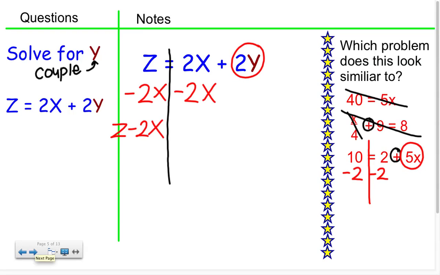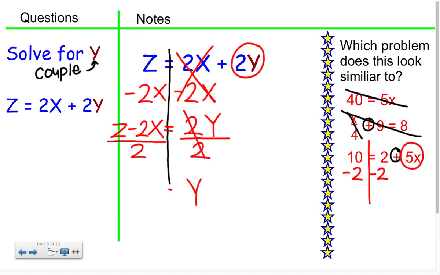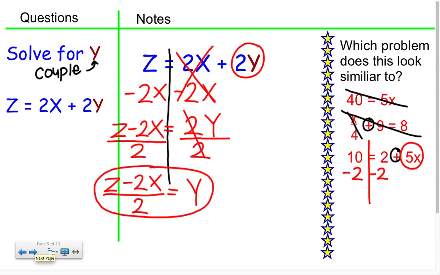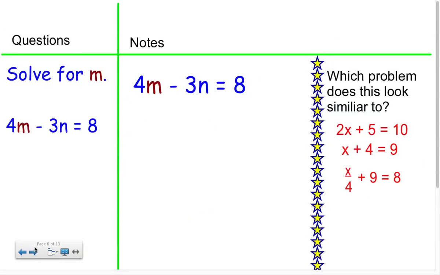So I'm left with z minus 2x. We can't subtract those because they're not like terms. Those would make 0. Bring down your 2y. Now we have to get y alone, so we break up our couple. Divide by 2. Divide by 2. Those cancel. I'm left with y equals z minus 2x over 2. There isn't any more simplifying I can do. Leave that how it is. Solve for y, and yep, that was what I was supposed to solve for.